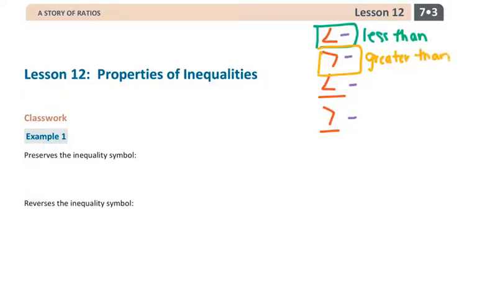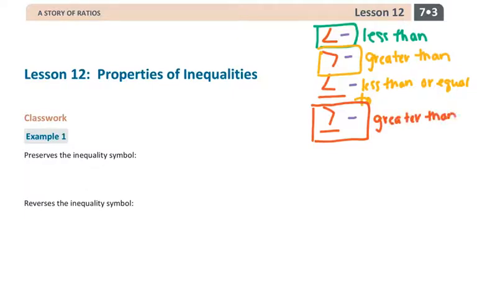And then if we see something that's pointing, a little sign that's pointing to the left and it has a line underneath of it, that means less than or equal to. And then if we see another symbol, the one at the very bottom right here, pointing to the right with that line underneath of it, that means greater than or equal to. I just wanted to remind you guys of those symbols before we move on to talking about properties of inequalities today.